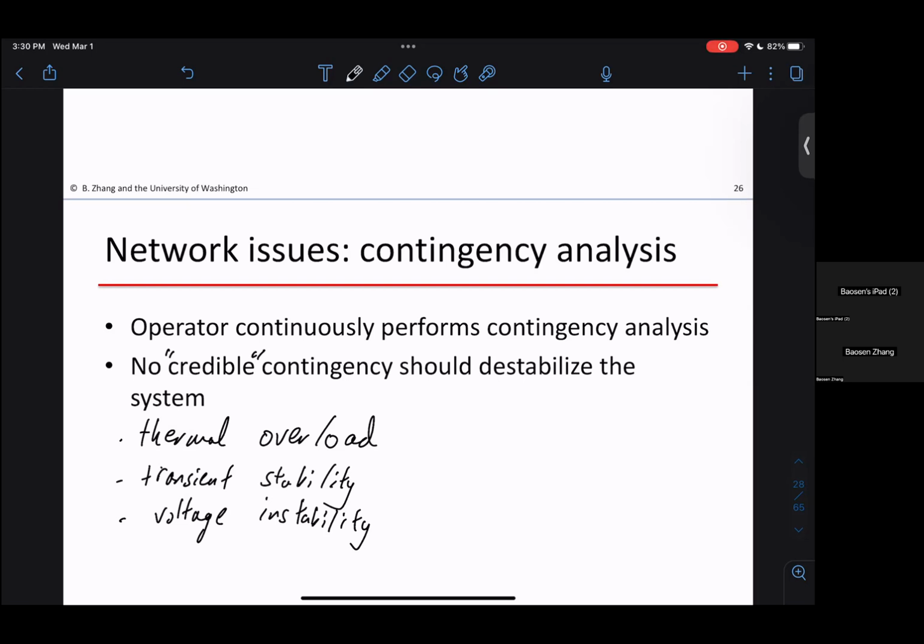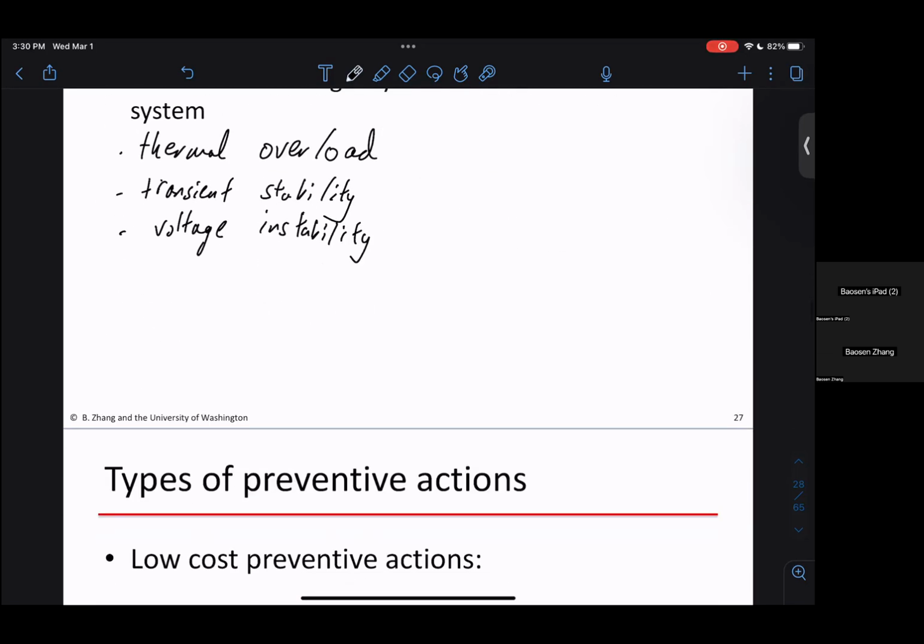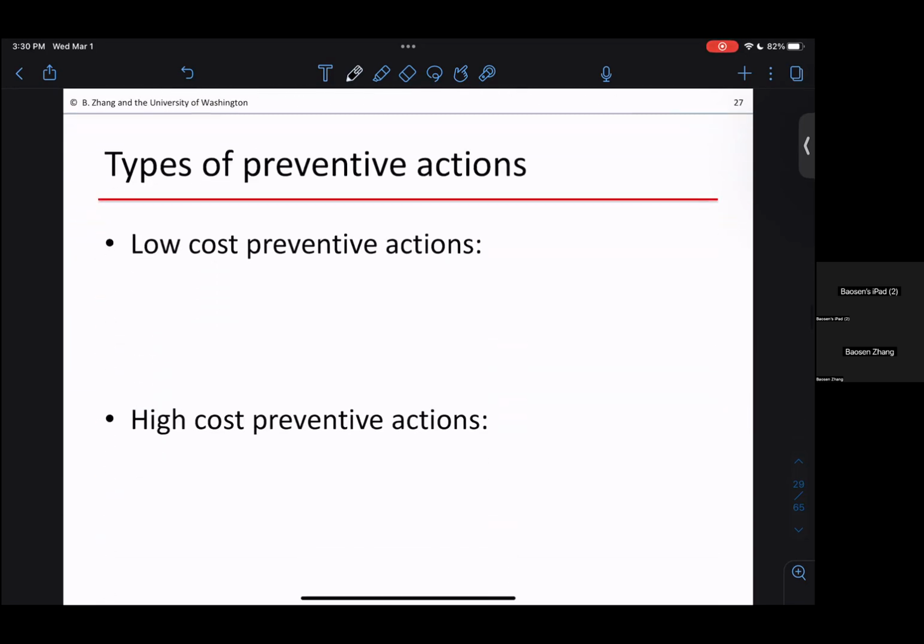So this is way too out of scope of this class. It takes a lot to get into this. So we're not going to think about stability. We're going to look at an example of thermal overload and see some of the consequences of the fact that you may have thermal overload in the system. Okay? Right, and to do this, again, you have two kinds of actions. You have here one called preventive, right? So low cost or high cost.